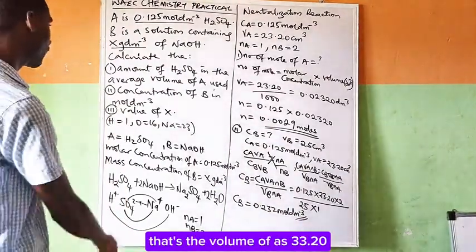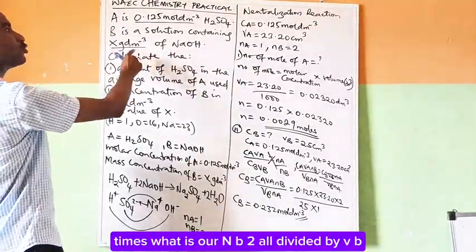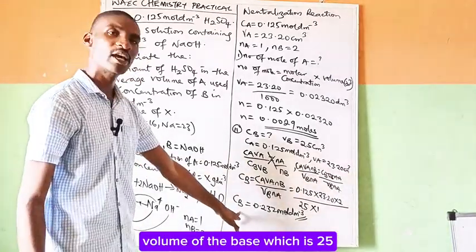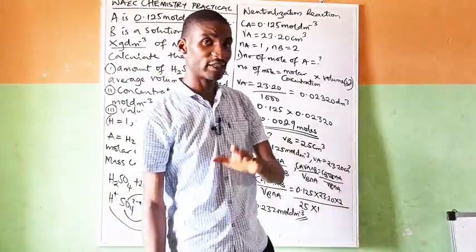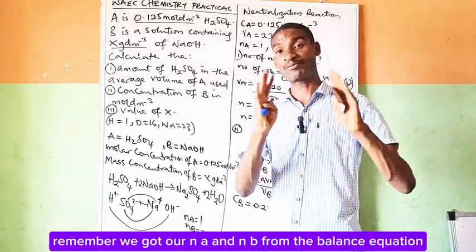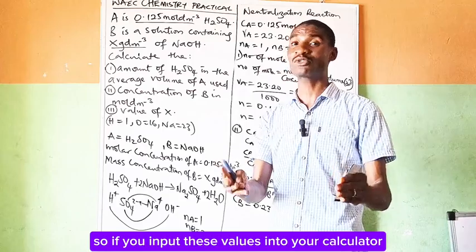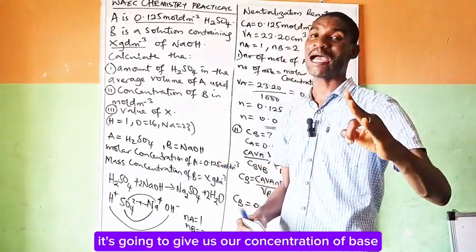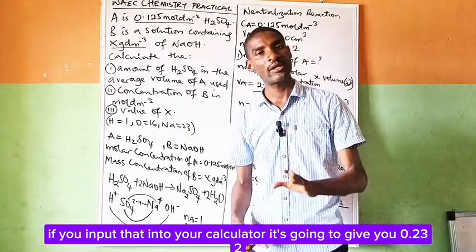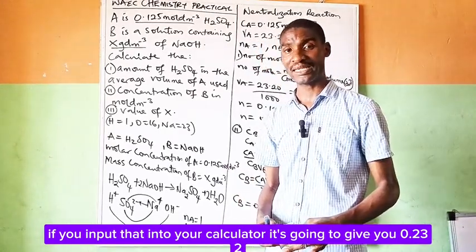And then the final question says we should calculate the value of X. You remember the question, we were given X gram per dm3, which is the mass concentration of the base. So now we are going to use the molar concentration of the base to find the mass concentration of the base. If you have not seen my video on stoichiometry, where I explained all the formulas and equations you'll be using in this chemistry practical, you need to know all of them. You cannot actually predict where the question will come from. So it's important that you know all those formulas. Go and check the description of this video. I dropped the link there.